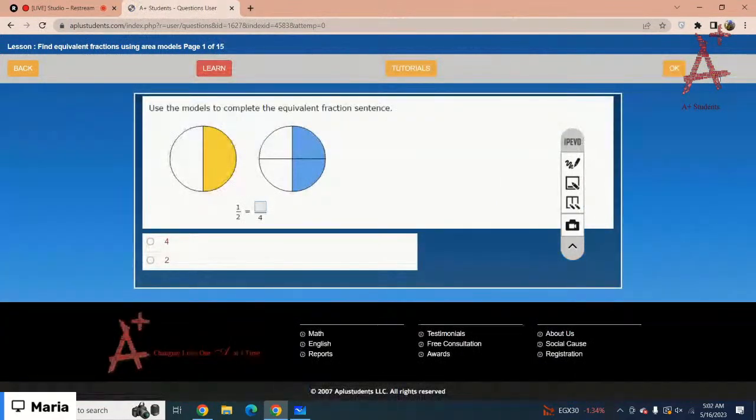Okay. Use the models to complete the equivalent fraction sentence. So which is the correct option? It would be 1 over 2. You can see you have 1 out of 2 are colored and the second one is you have 4 and 2 out of 4 are colored. So it would be 2 over 4. The correct option is 2 over 4.